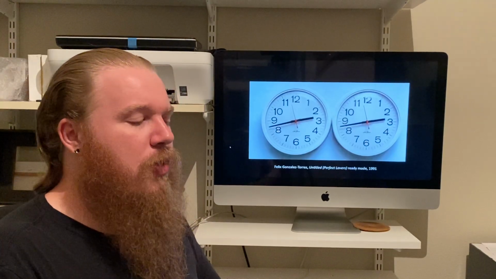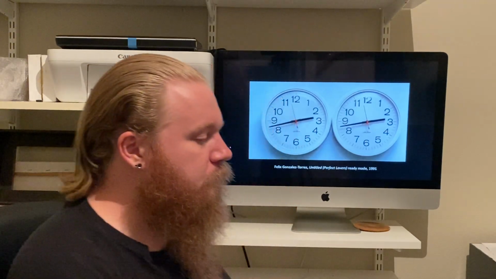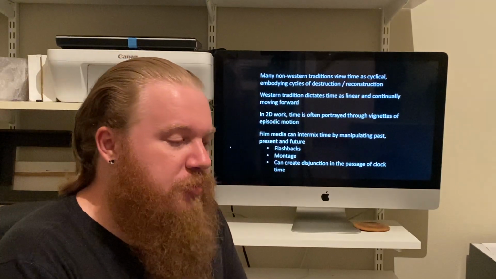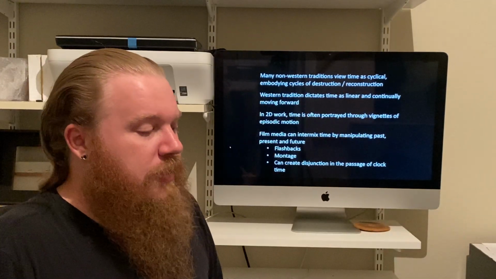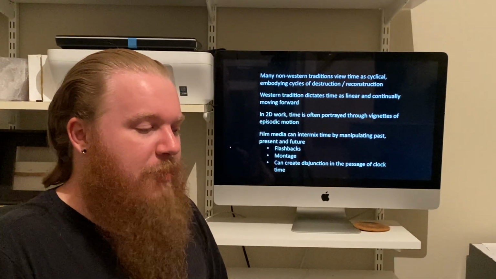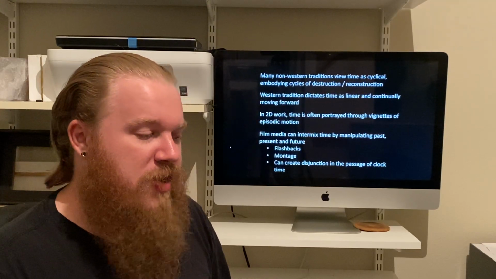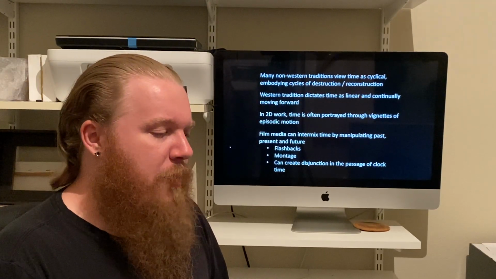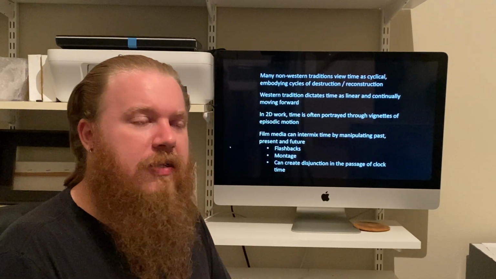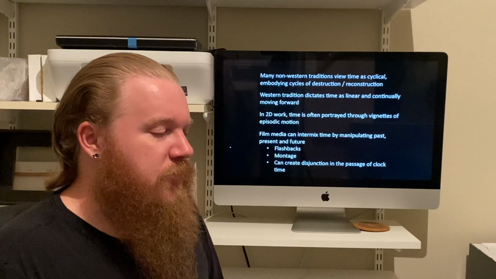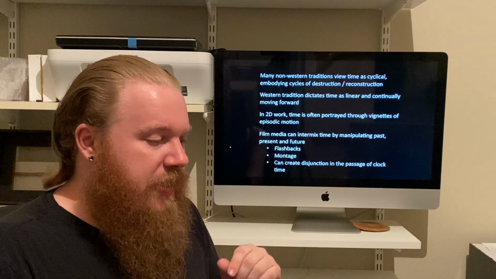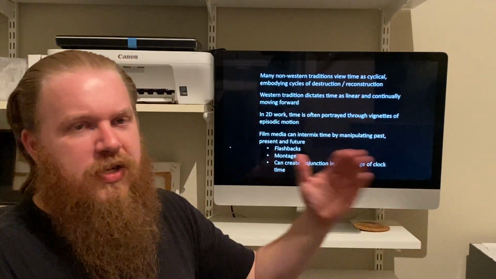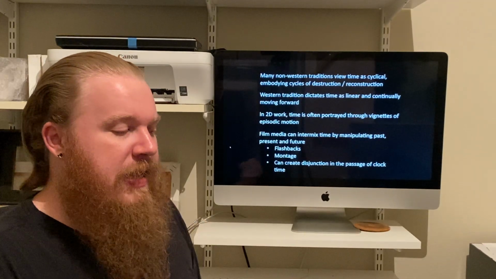And so it's an interesting work of conceptual art dealing with loss and grief and all of these kinds of things, but also our perception of time and how it affects us. Now, many non-Western traditions view time as cyclical, whereas in the West, time tends to be viewed as linear. In the cyclical notion, time embodies these cycles of destruction and reconstruction. We'll see that quite a bit in things like Asian art and pre-Columbian Mesoamerican artworks as well. But Western tradition dictates time as being linear and continuously moving forward versus continuously regenerating and things like that.